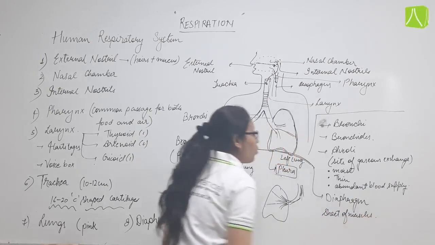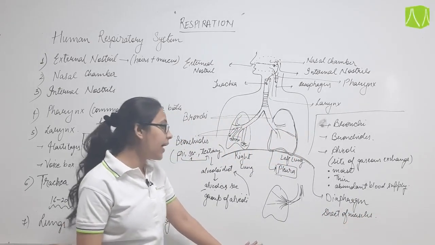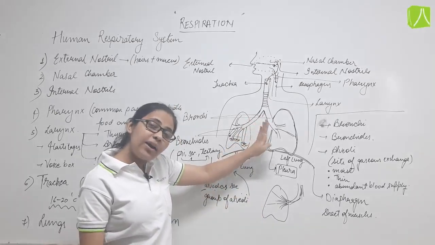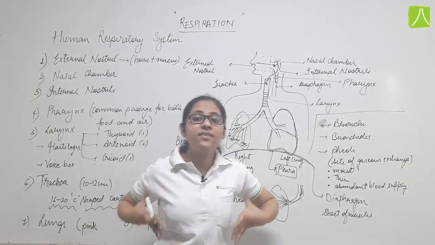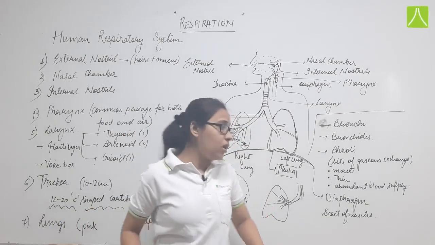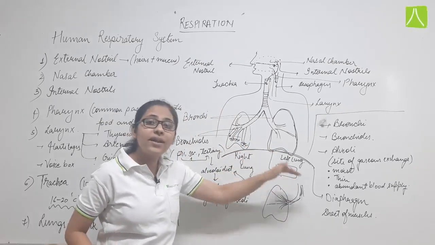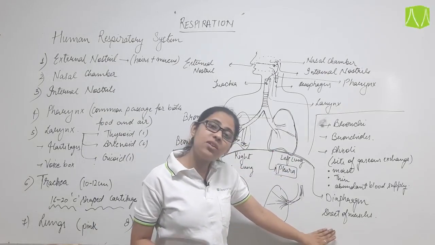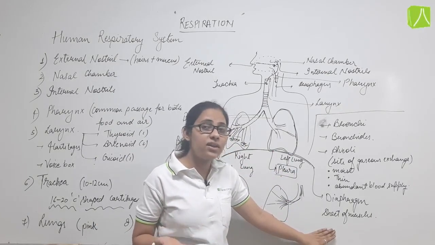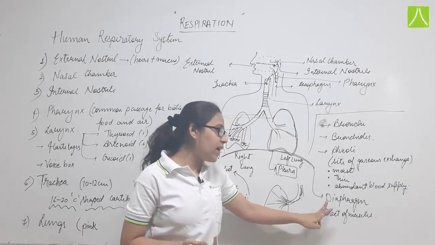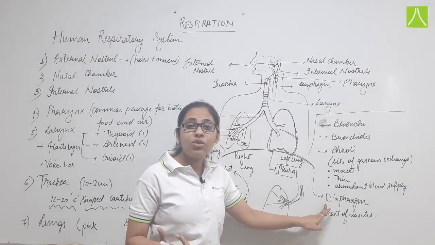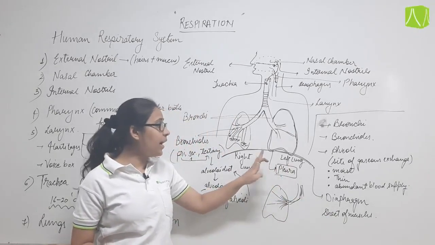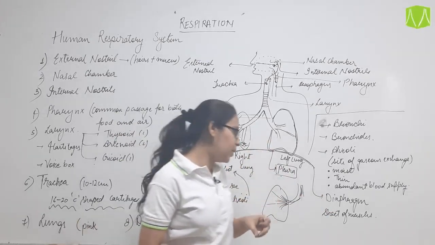which plays a major role in the breathing mechanism, and it divides the thoracic part from the abdomen part, that is, the thoracic region from the abdominal region. The diaphragm is a dome shaped structure, a sheet of muscles. It plays a major role in the breathing mechanism, which we will study in the next lecture. It is dome shaped and divides the thoracic region from the abdominal region.